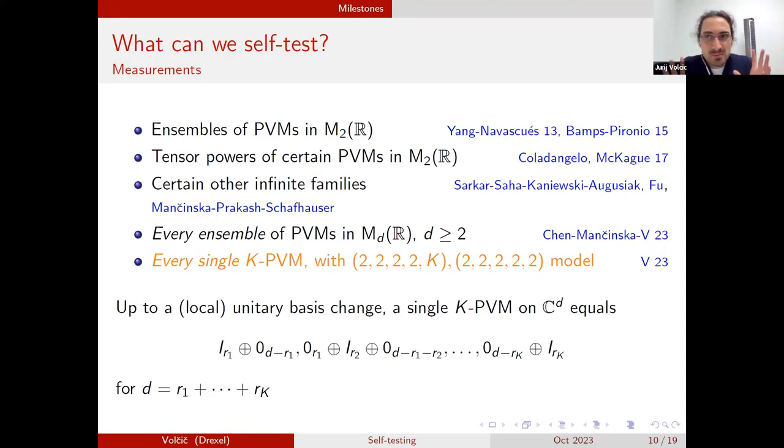So what does this statement actually mean? If I focus on a single PVM, then up to a local unitary basis change, a single PVM equals the following. All the projections are diagonal, in blocks. Each of them has one block identity and the other blocks 0, right? Up to a unitary basis change, if I don't care about other possible measurements, if I don't care how they look in relation to this measurement, then I can always change the basis to take my K-PVM into this form, right? So in other words, up to a local unitary basis change, a single PVM is determined by a few natural parameters, namely the dimension of the space and the ranks of the projections.